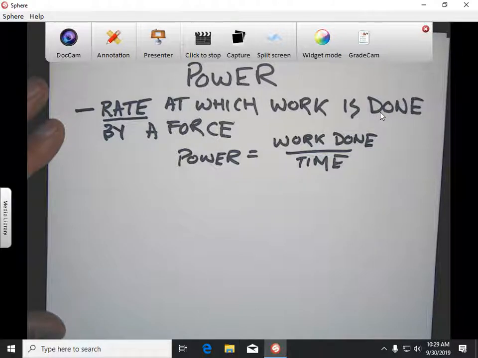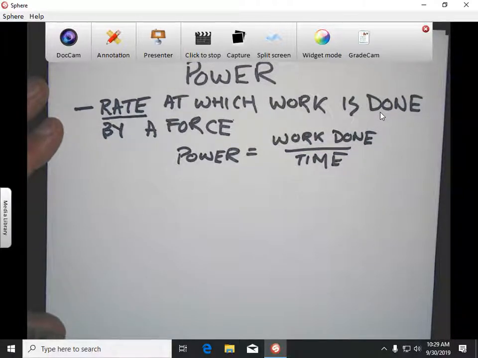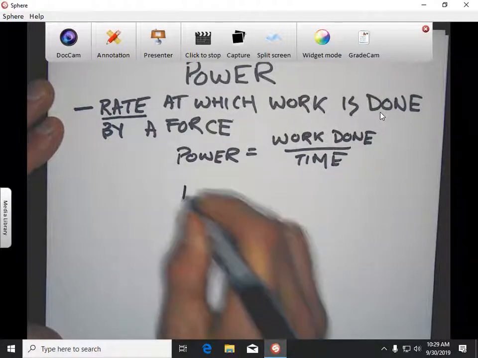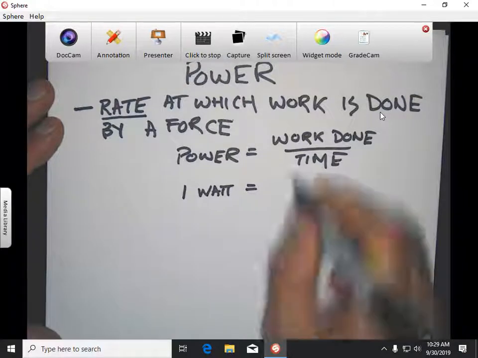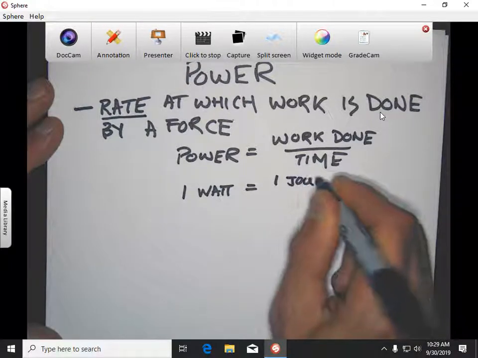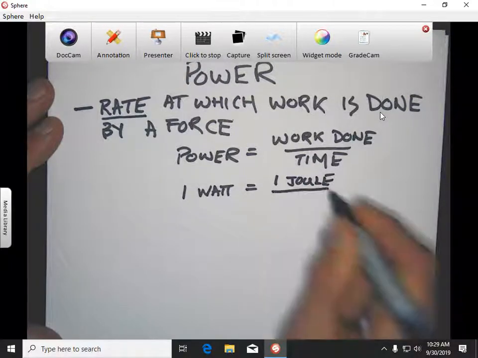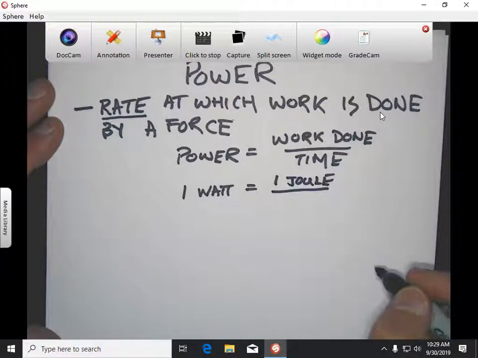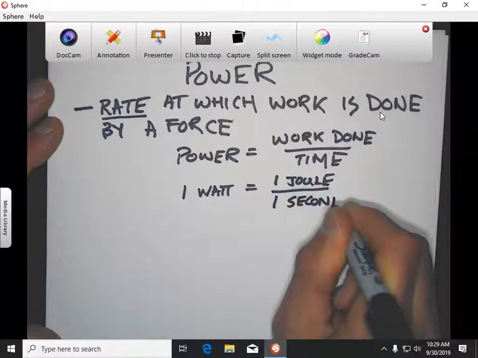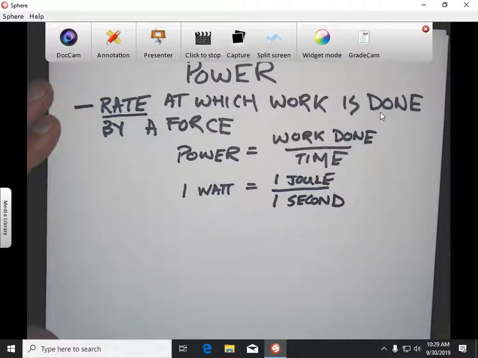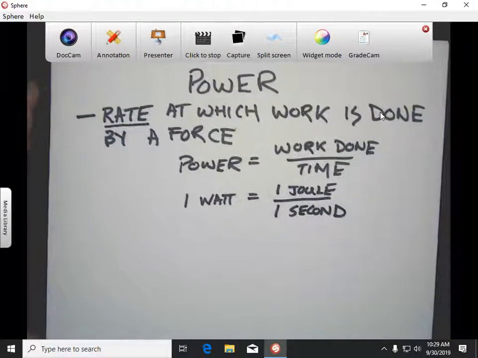Power is measured in different units. The units that we're going to use in class are watts. And 1 watt is equal to 1 joule, as in 1 joule of work for every 1 second. So a watt is equal to 1 joule per second.